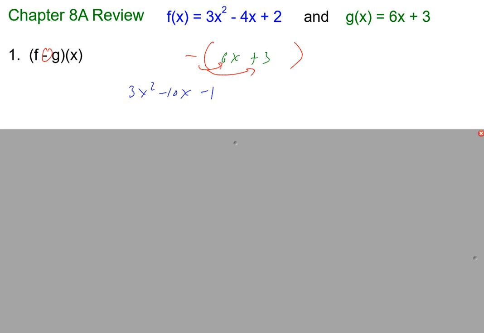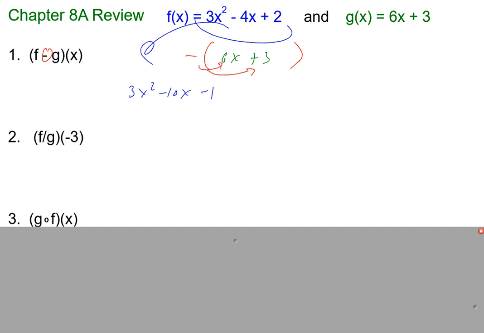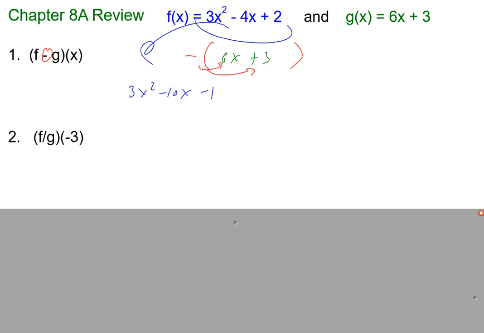If it were addition, it wouldn't be any big deal. You just add up like terms. But if it's subtraction, you are subtracting the whole second function from the first one, right? So again, we have this in front, the f function, minus the whole g function. Subtraction. All right, do number 2. And I'm going to pause.